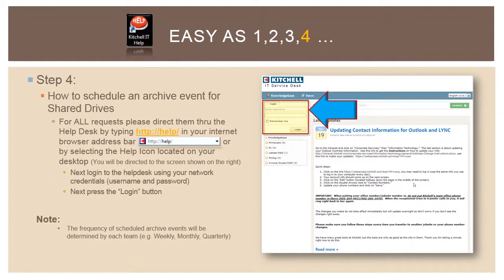Step 4. How to schedule an archive event for shared drives. For all requests, please direct them through the IT Help Desk by typing help into your internet browser address bar or by selecting the help icon located on your desktop. You will be directed to the screen shown on the right. Next, log in using your network credentials and press the login button. Please note, the frequency of scheduled archive events will be determined by each team and may be weekly, monthly, or quarterly.